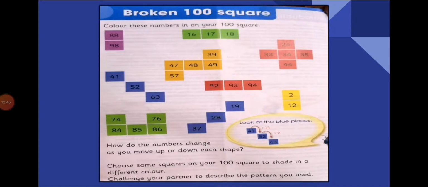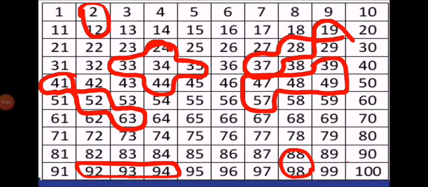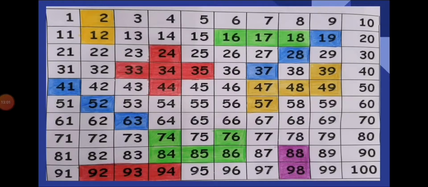Now we have done all. So you can do this activity by yourself at home. It's very easy. Let me show you my 100 grid as I have done it for you. I have taken a clip of that 100 square grid and I'm showing you here. Isn't it beautiful? Yes, it is. So you can make your own pattern and color it with different colors.